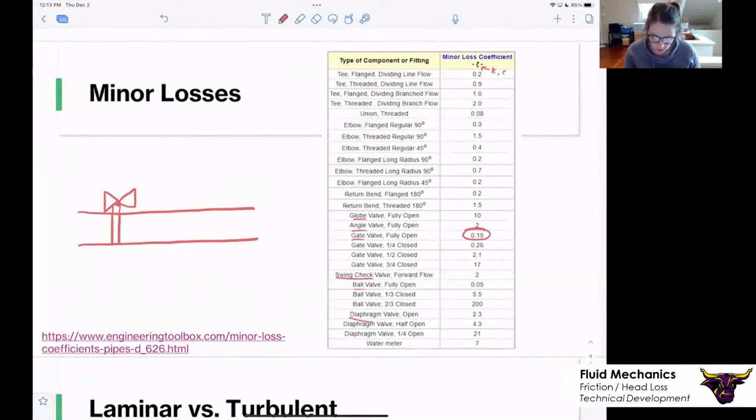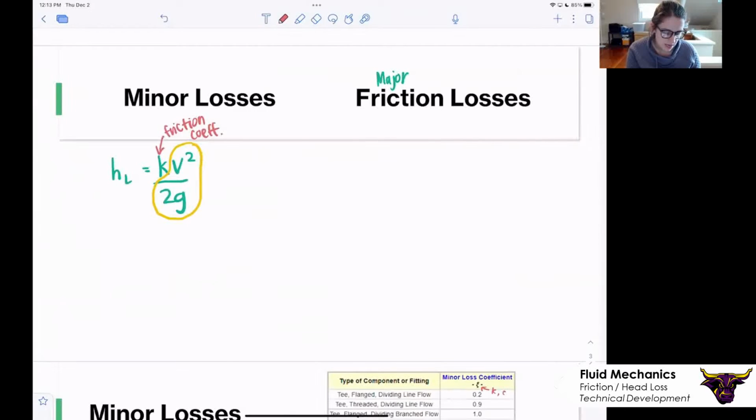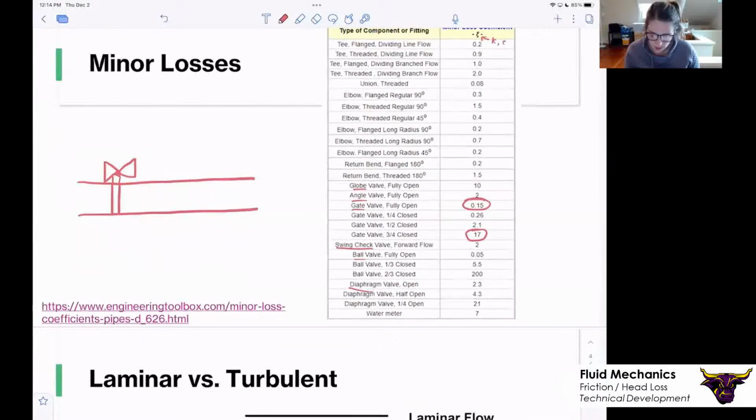But if we close that gate valve 3/4 of the way, our frictional factor is now 17. So if we go back to this equation and plug in 17 for this K value, we're getting 17 times velocity heads, and that's what our head loss is, which is a lot. And you can see there's other ones that are even more, like a ball valve. If we close it 2/3 of the way, it's a frictional factor of 200. A water meter itself is a 7.